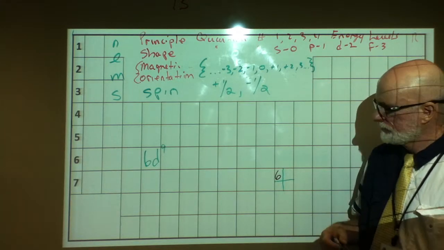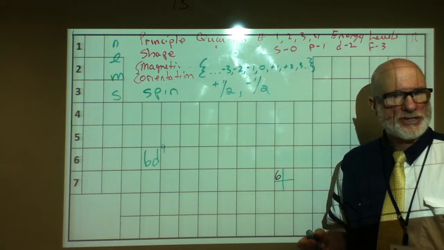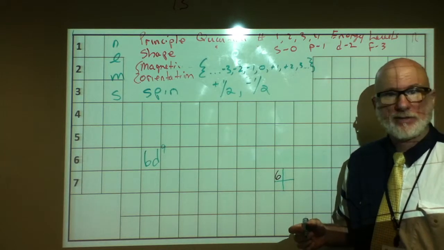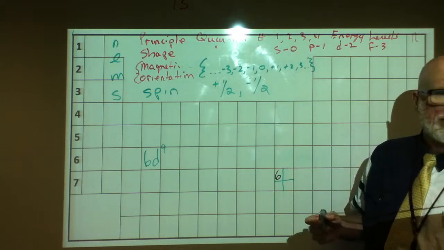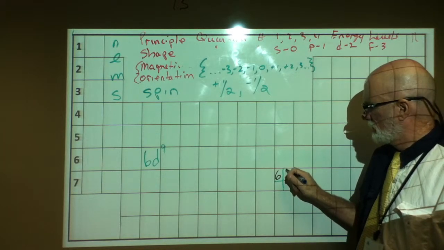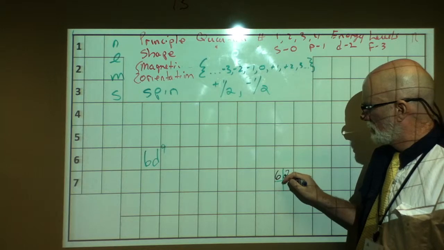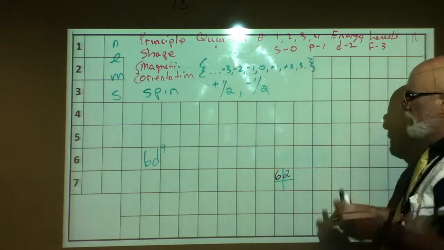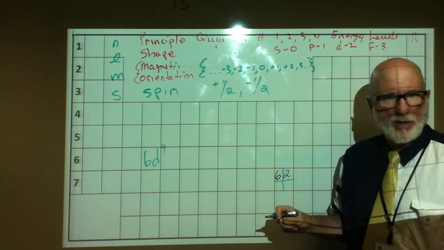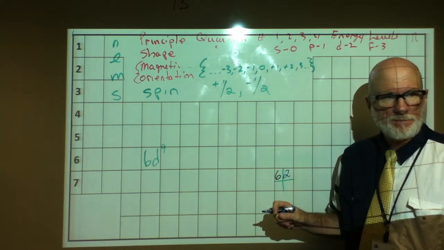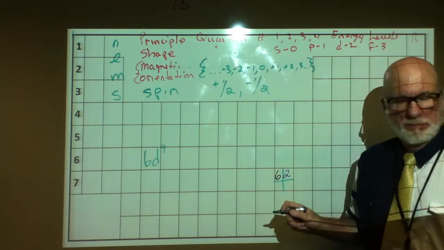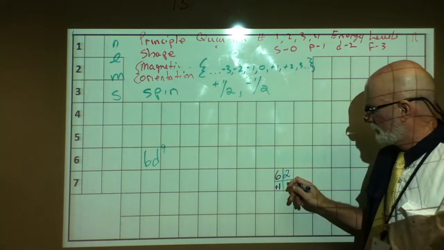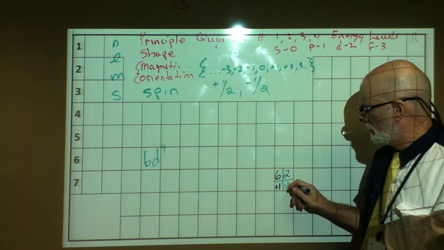What's the L for 6D9? Somebody said the right answer. Who said it? D is 2. All right, what about the magnetic, the orientation one? It's +1, remember? And what about the spin? It's minus 1/2.